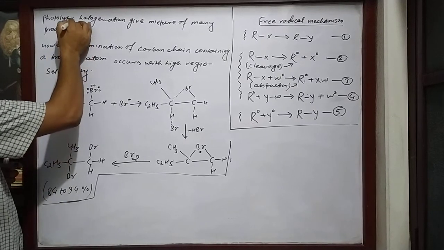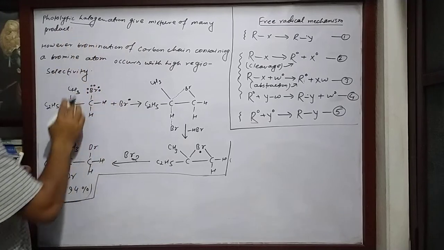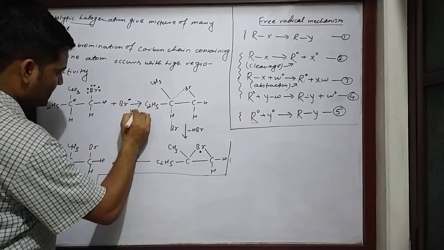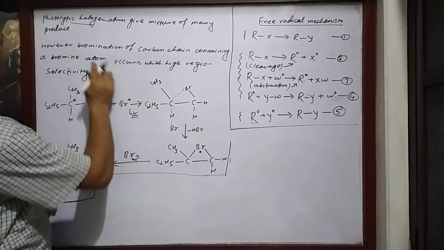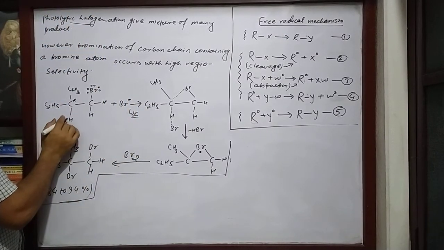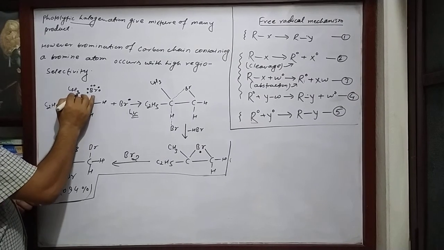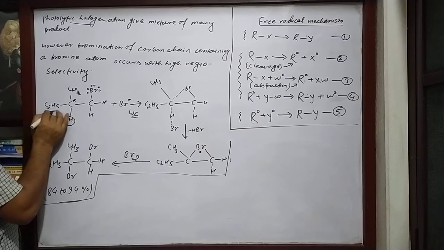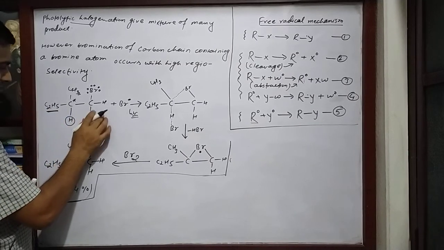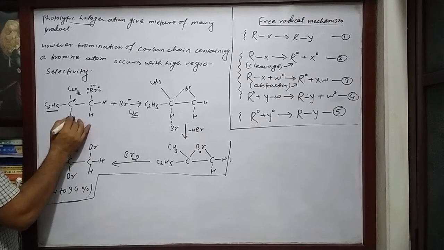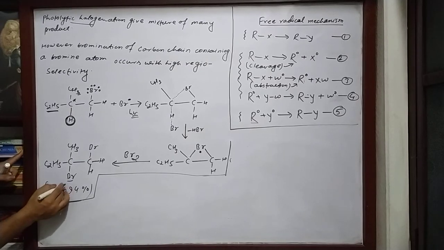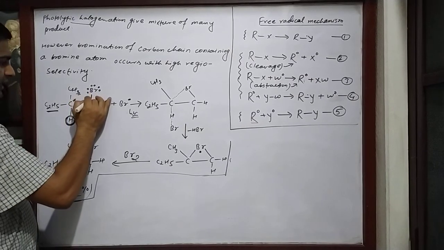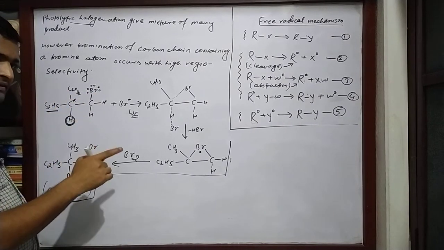Photolytic halogenation gives a mixture of many products when the neighboring group does not participate. When we carry out bromination in presence of light, hv, this is homolytic halogenation. Either this hydrogen is replaced by bromine, or the Br radical substitutes a hydrogen from this CH3, or a hydrogen from the C2H5 group. But in this compound this particular hydrogen is substituted by bromine to give 84 to 94% product.